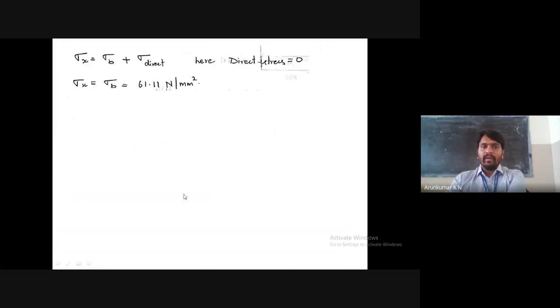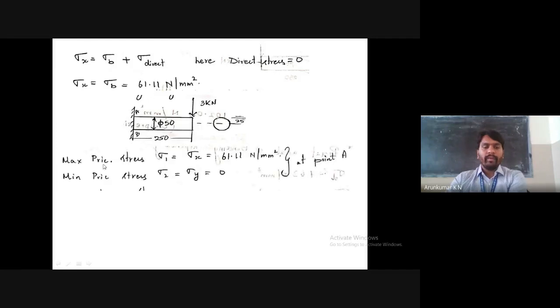Once you have that, we need to find the x-axis stress. What is that? Direct stress plus bending stress. Here the direct stress is 0. Sigma x will become directly the bending stress, 61.11 Newton per mm square, at top and bottom. The maximum principal stress, sigma 1, will become sigma x because it's uniaxial. Only one stress will be present. There is no shear stress and no y-axis stress. So, being uniaxial, sigma 1 will become sigma x, 61.11. Sigma 2 will be 0 at point A.